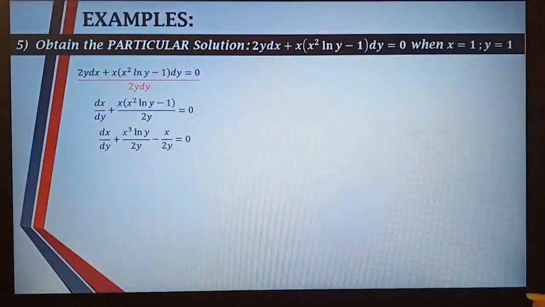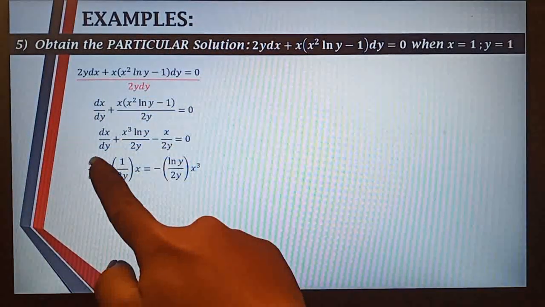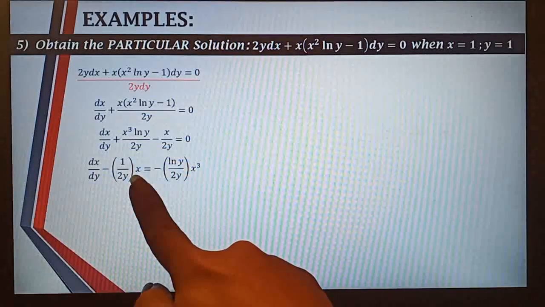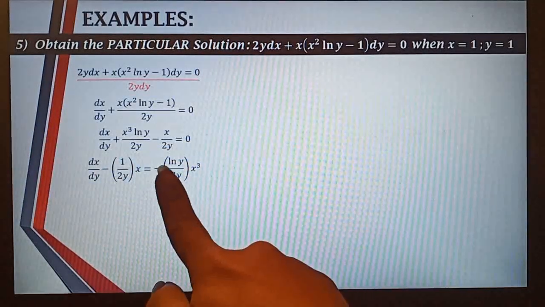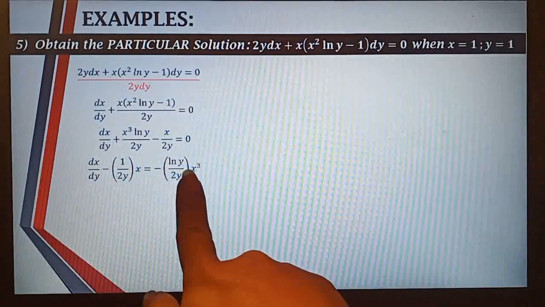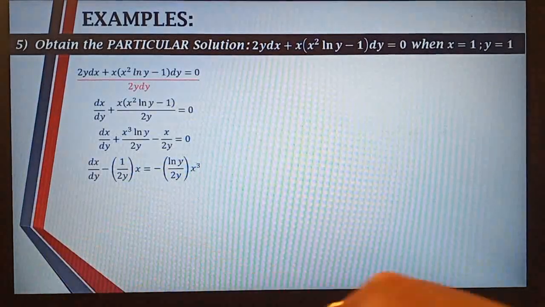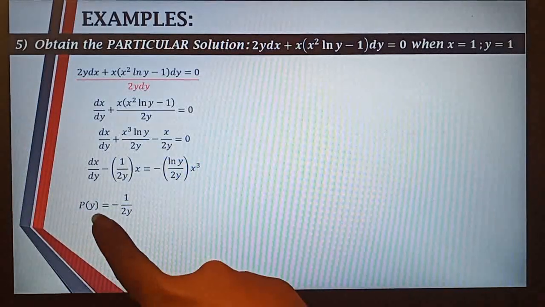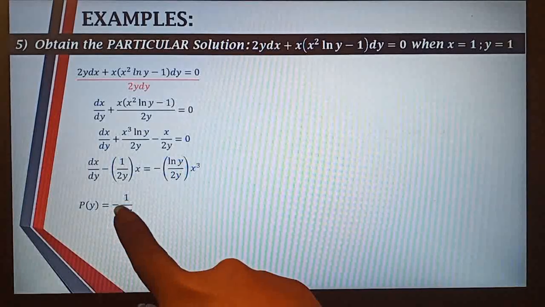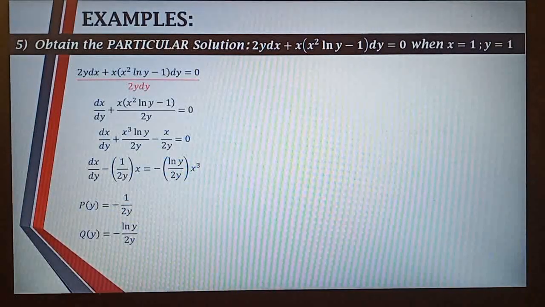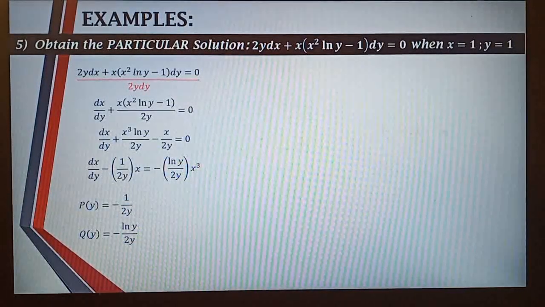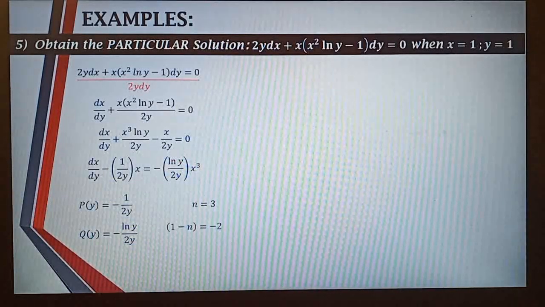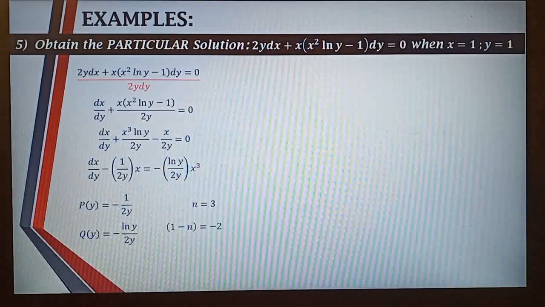So in this case, you will now have dx over dy minus 1 over 2y multiplied to x equated to negative ln y all over 2y, then the x cubed. So we will have our p of y equated to negative 1 over 2y. Then our q of y is negative ln y all over 2y. Then our n is 3. Then our 1 minus n is negative 2.